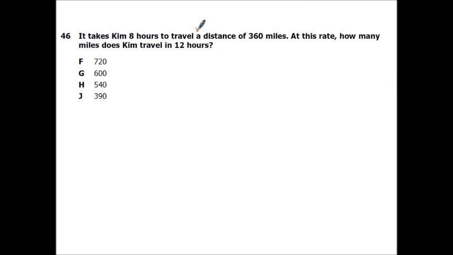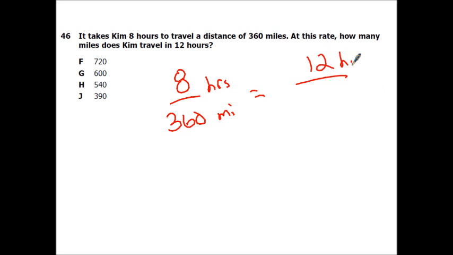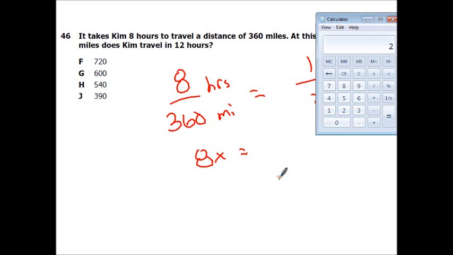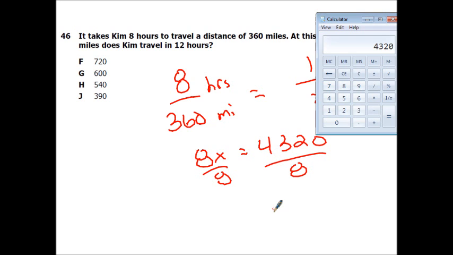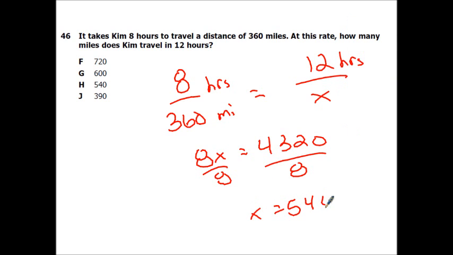Alright, it takes Kim 8 hours to travel a distance of 360 miles. At this rate, how many miles does Kim travel in 12 hours? So we would just set up a proportion. So 8 hours over 360 miles. So since I had hours on top, I'm going to keep it on top. And this is going to be my x. So I got 8x equals 360 times 12. So that equals 4,320. Then we're going to divide by 8. So x equals 540 miles.